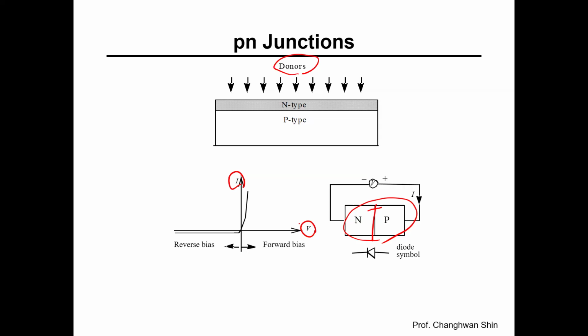So finally, at the bottom right-hand side, we see a standard diode symbol. The arrow in the symbol points in the direction that conventional current flows when the diode is forward biased. Think of it as pointing from P to N, the same direction positive charges would move.